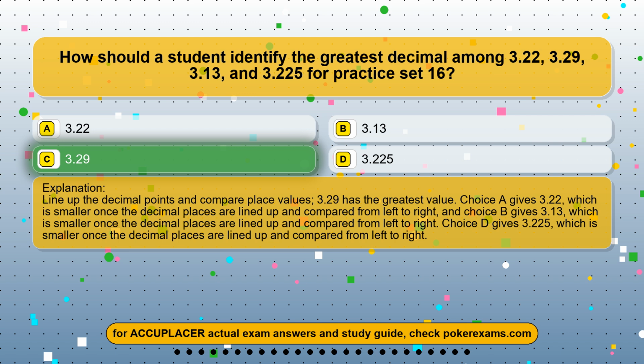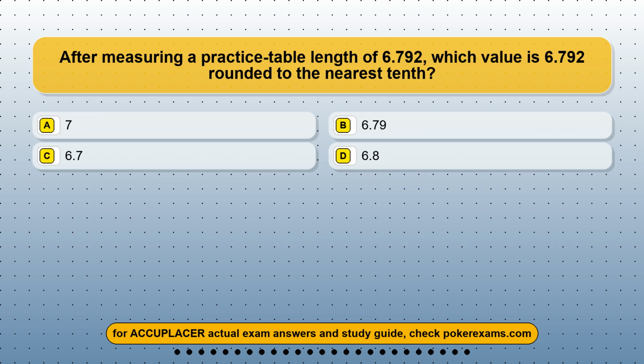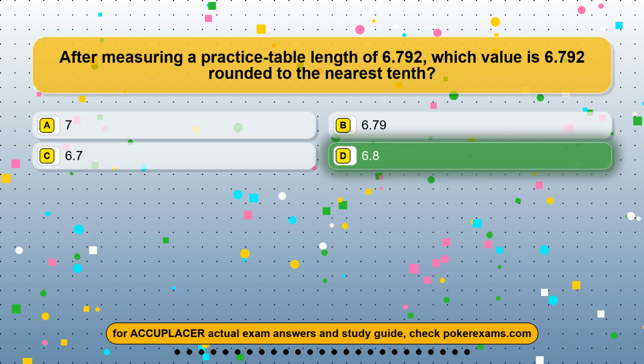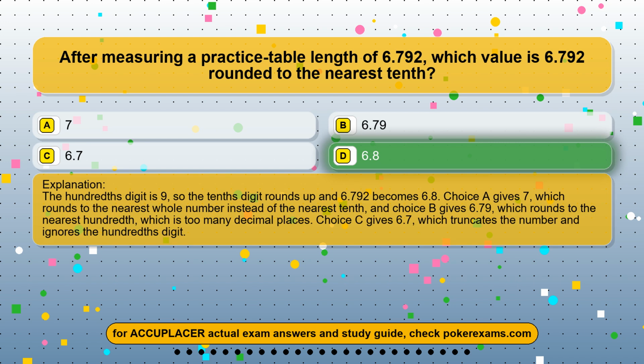Question 6. After measuring a practice table length of 6.792, which value is 6.792 rounded to the nearest tenth? Option A, 7, option B, 6.79, option C, 6.7, option D, 6.8. The correct answer is option D, 6.8. The hundredths digit is 9, so the tenths digit rounds up and 6.792 becomes 6.8.